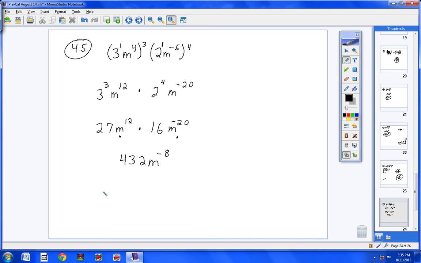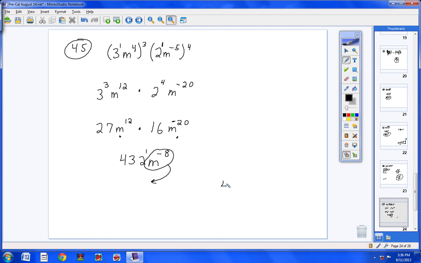So m to the negative 8th. All right, so with that in mind, I'm almost finished, but look, I've got a negative exponent. Now, does the 432 have a negative exponent? No, it does not. It has a positive 1. Does the m have a negative exponent? Yes, it does. So I'm going to have to move this m and the negative 8 down to the bottom.